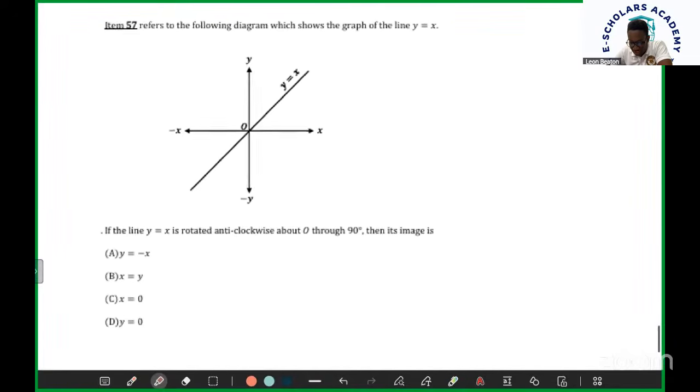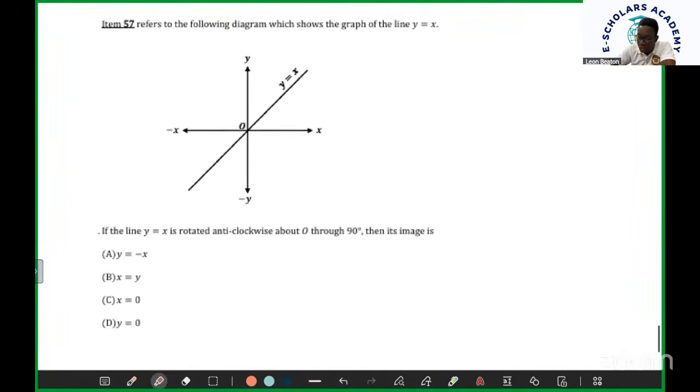A beautiful question. Item 57 refers to the following diagram, which shows the graph of the line y equals x. If the line y equals x is rotated anti-clockwise, you know the clock normally goes in that direction, so anti-clockwise means it will go in the opposite direction, 90 degrees through O. If this is the line and you rotate it 90 degrees, it will come somewhere like here.